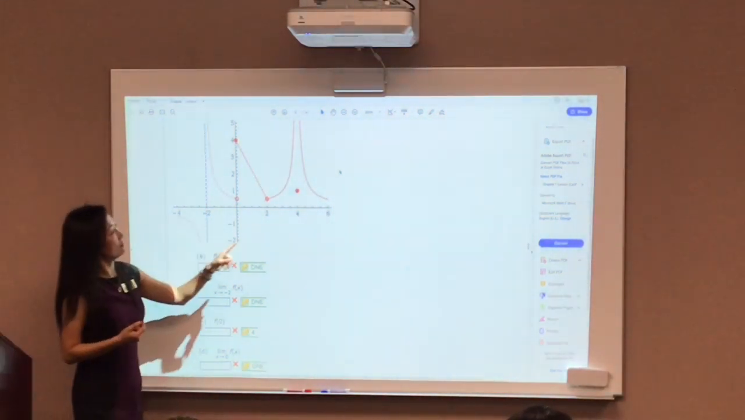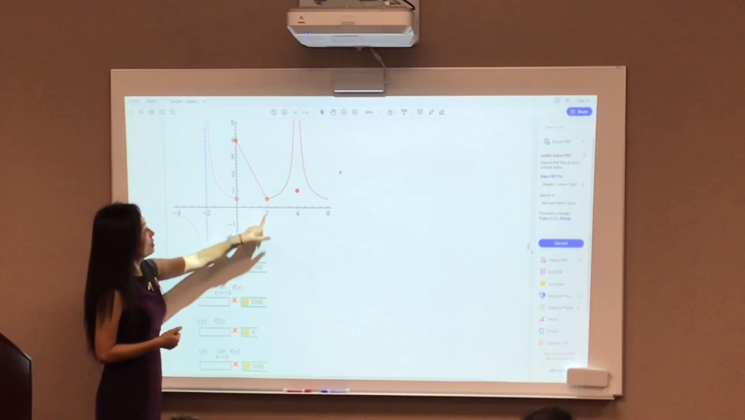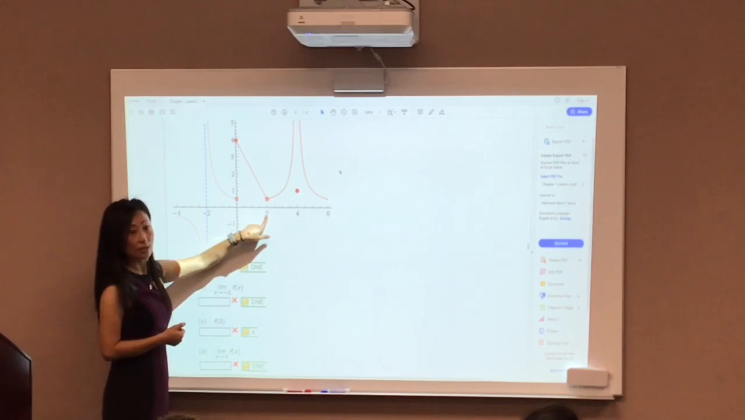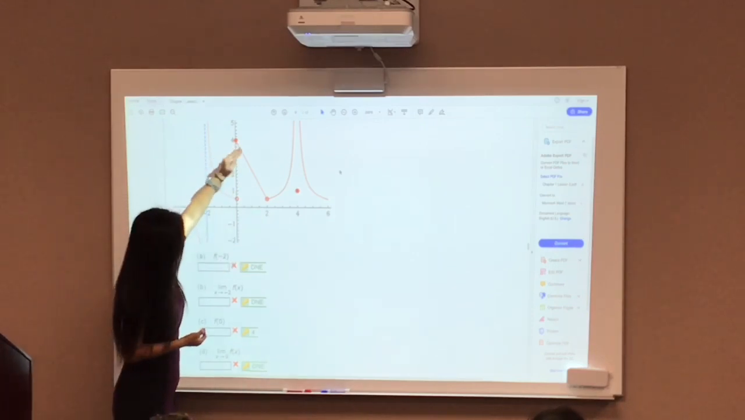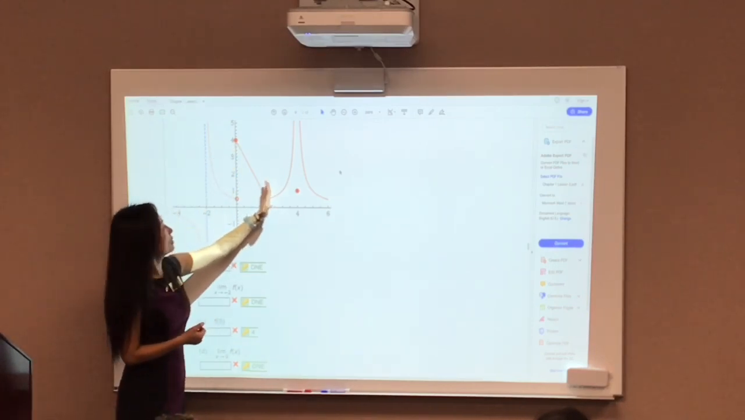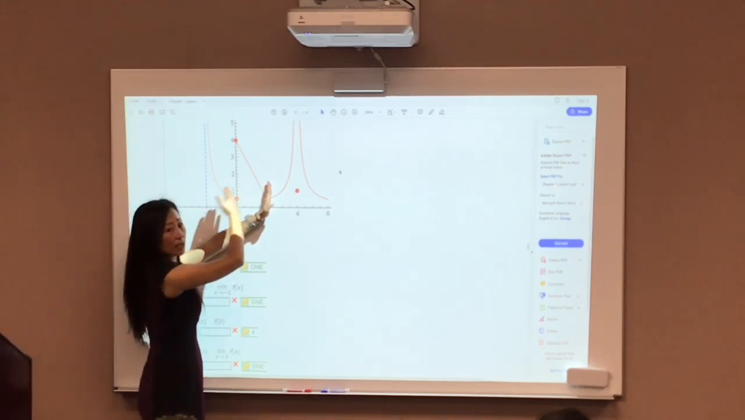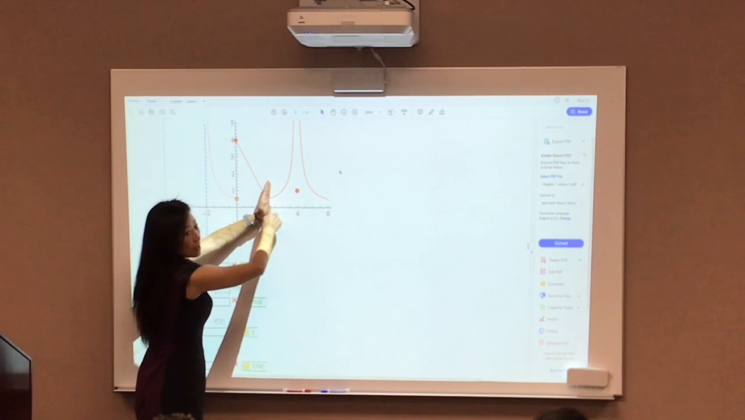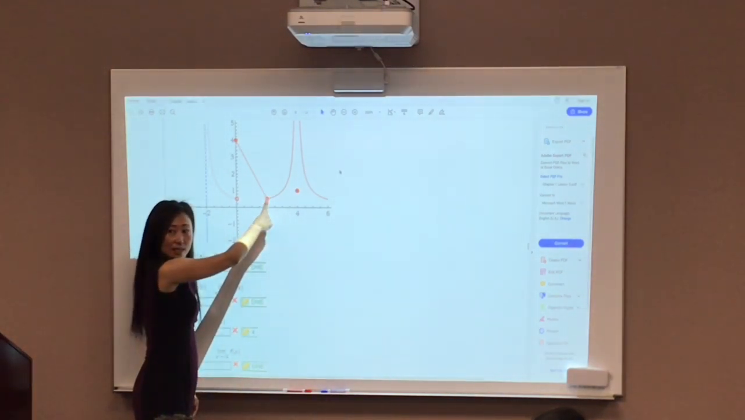Look at this problem. This is a good problem. At x equal to 2, does the limit exist? Yes or no? Yes. Why? You're coming from the left. This is your point. Look at the left-hand side of the picture, look at the right-hand side of the picture. Do they meet at the same place? Yes. Then the limit exists.